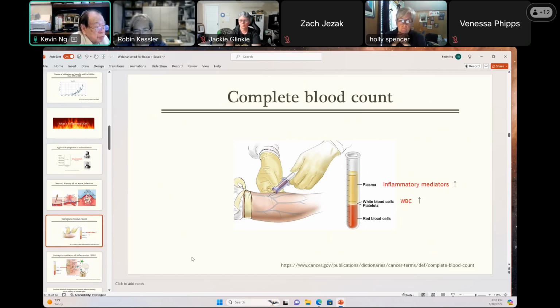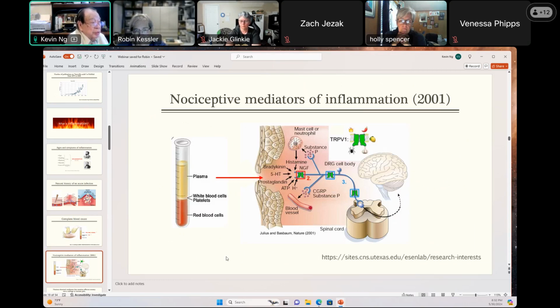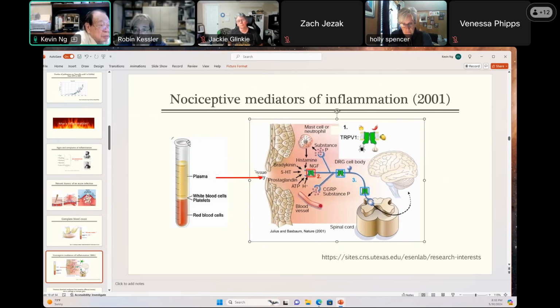So to put it into simple language, this is what actually happened. When there's injury, there is an explosion of inflammatory mediators. The name is mediators, and this can be found in the plasma here. Now, what do these mediators do? They sensitize your nerve. They cause pain. They make the pain receptors activated, and that sends the signal all the way up to the brain.